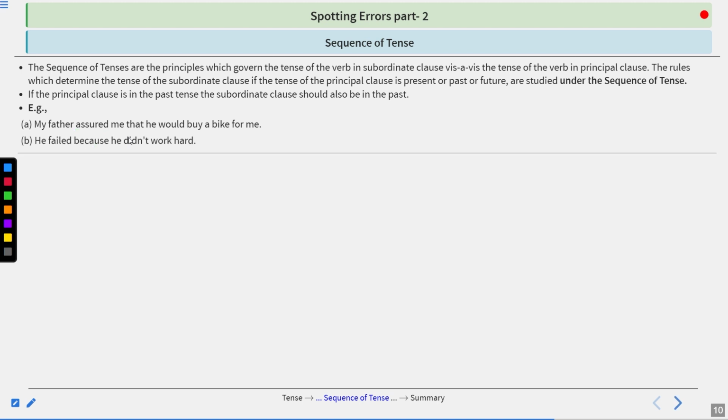He failed because he did not work hard. Again, the main clause is in the past, he failed. Because he did not work hard is also in the past, just because the main clause is in the past.